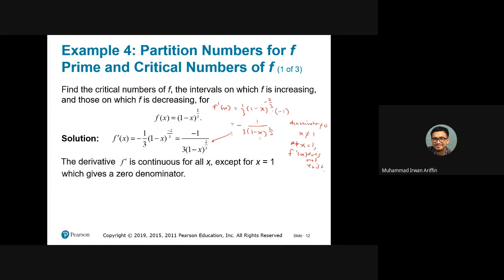Since we know that it is continuous for all x except when x equals 1, because it gives a 0 denominator. Now the numerator is constant, it is 1, so we just need to focus on the denominator. Since at x equals 1, f prime of x does not exist, this is the partition number for f prime of x, because this value x equals 1 separates the function.